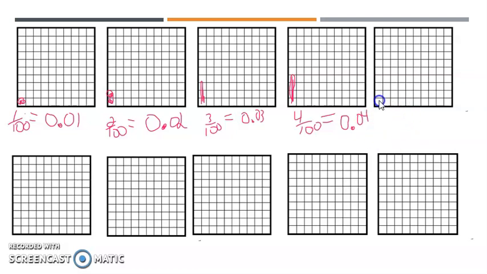All right, what's the next one? If you guessed 5, you are super smart. 5/100ths. All right, what's our decimal? Write it before Miss Mendez. 0 and 5/100ths. Very good. Nothing in the tenths place, nothing in the wholes.